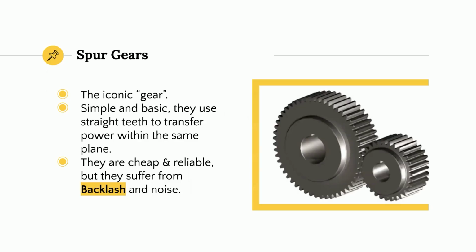Spur gears. This is the iconic gear. Simple and basic. They use straight teeth to transfer power within the same plane. They are cheap and reliable, but they suffer from backlash and noise. So if you want to know what backlash is, if you get two gears together and you mesh them together, you can wiggle them and move them slightly without them actually touching the teeth, within the air between the teeth. That's what we call backlash. It's pretty much undesirable in most cases, but sometimes it's fine to have a little bit of it in your mechanism. And in that case, you want to use spur gears.